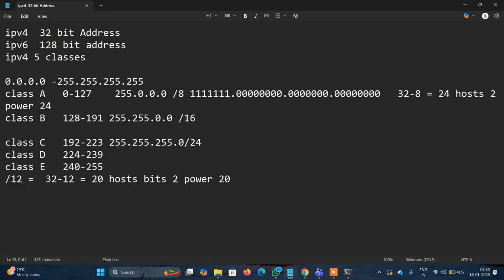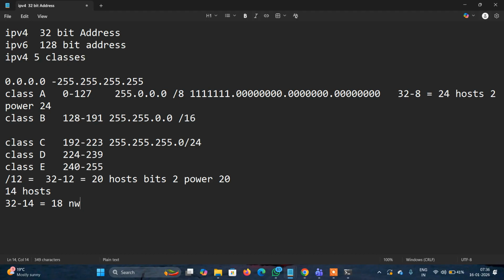What is the CIDR value? I need 10,000 hosts. For 10,000 hosts, we need to take 14 host bits. Total number of bits is 32. Here 32 minus host bits 14, what is the value of network bits? 18 network bits.